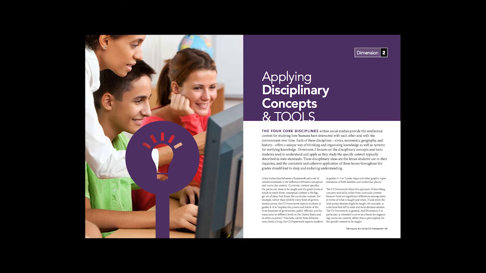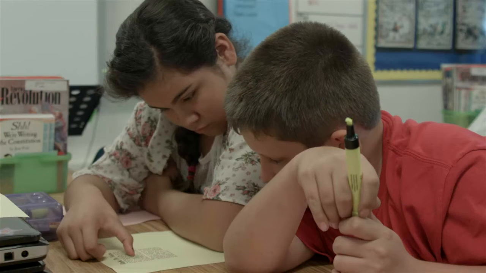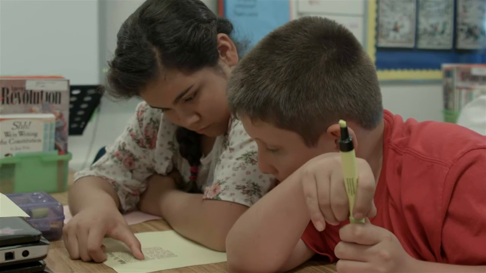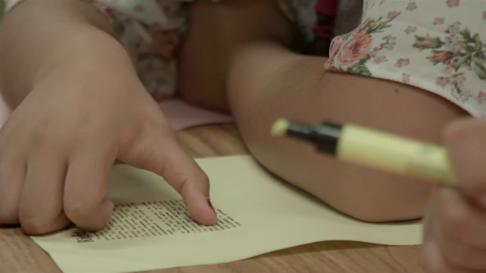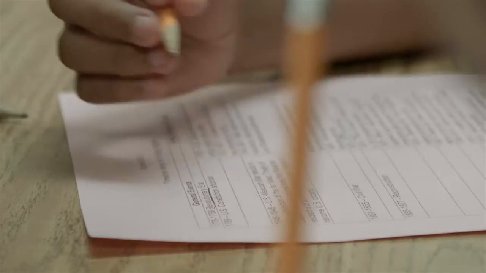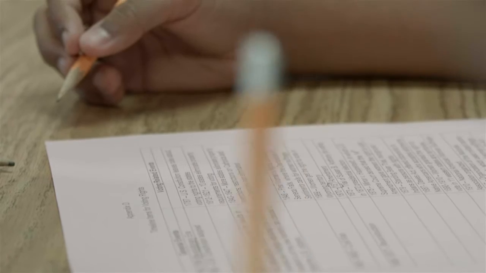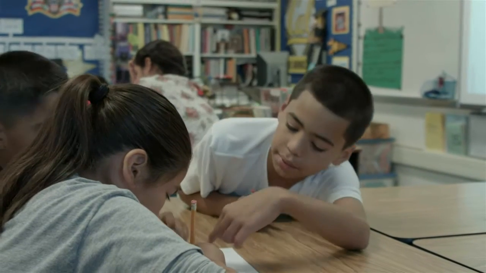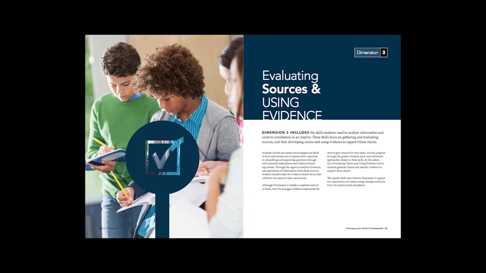opinions. Dimension 2 is about applying disciplinary tools and concepts, not just looking through the lens of history, or economics, or geography, or civics, or the other humanities, but looking at them in interrelated ways, and also connecting to reading language arts. Dimension 3 is about evaluating sources and gathering evidence to respond to the compelling question.